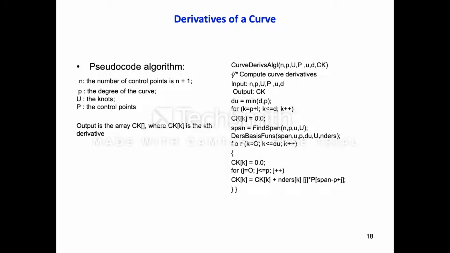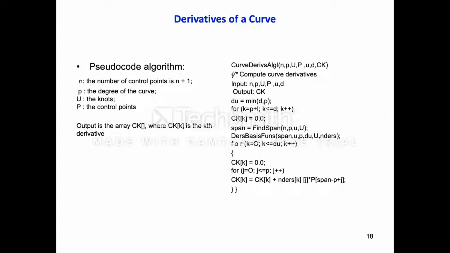The pseudo code algorithm for it goes as follows. Here n is the number of control points, that is n plus 1. p is the degree of the curve, u are the knots, capital P corresponds to control points. The output of the array is CK, where CK of k is the kth derivative.